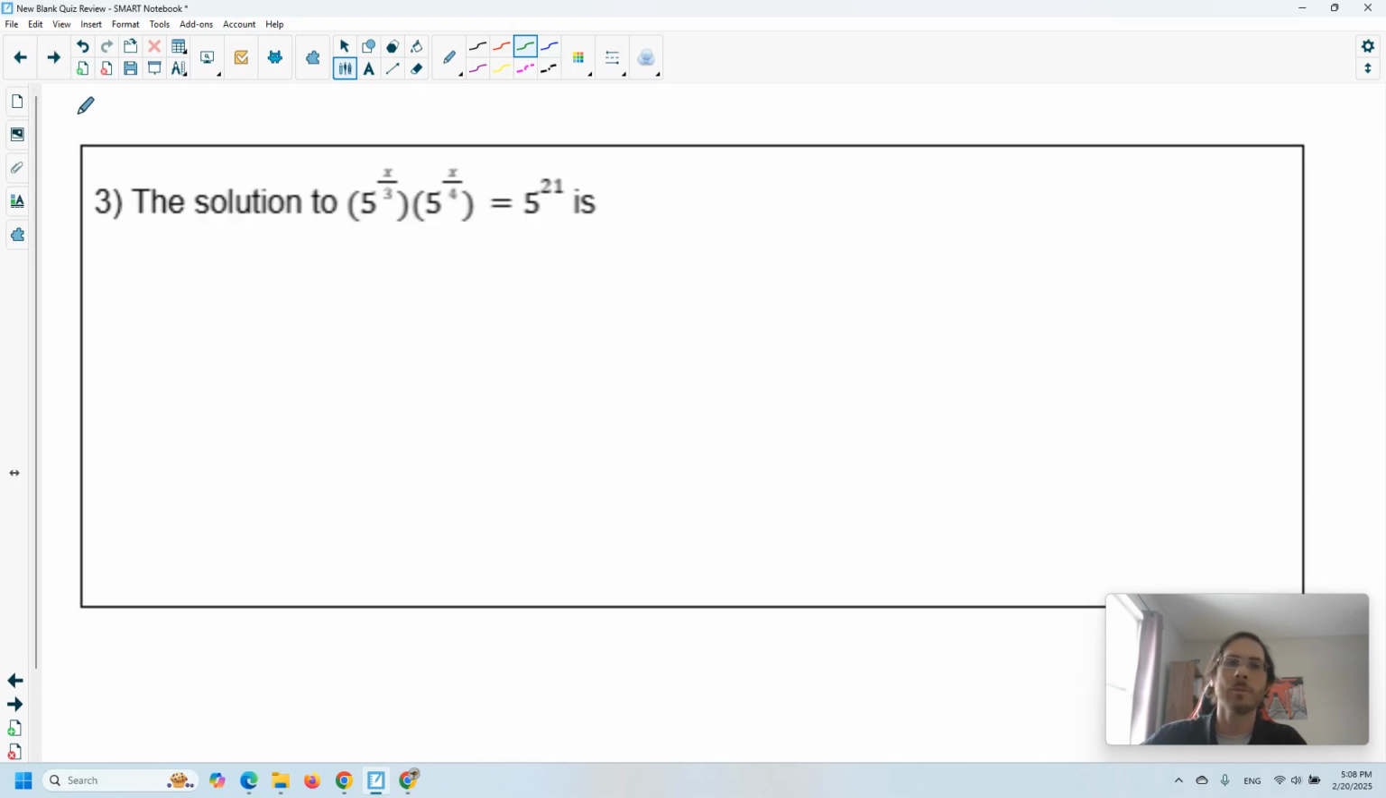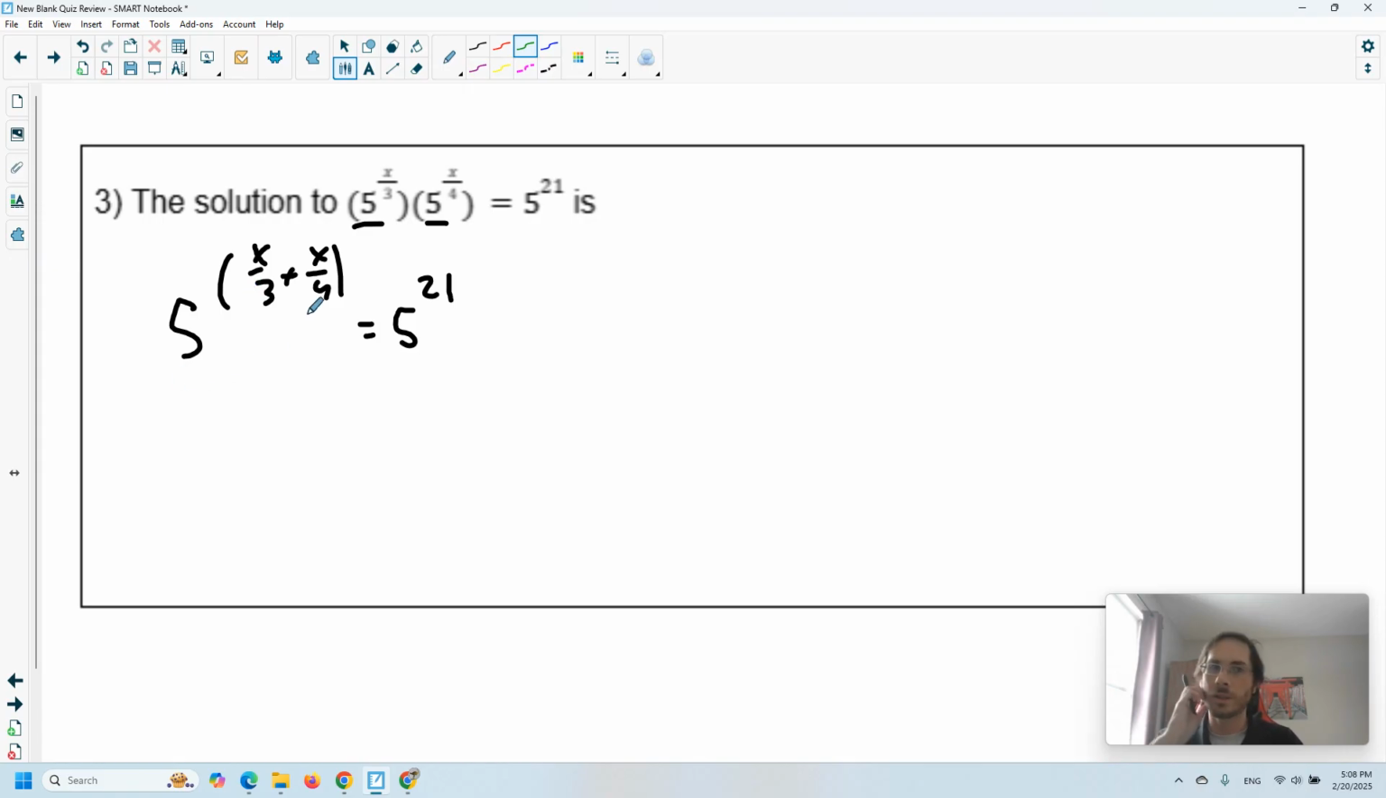All right, for 3, we need to solve this equation. If we want to solve it by hand, we're going to use our exponent rule. I see I'm multiplying. So the exponent rule we want to use is if we're multiplying with the same base, so these are both 5, we're allowed to add up our exponents. So x to the 3 plus x to the 4th, and then we get 5 to the 21st power.